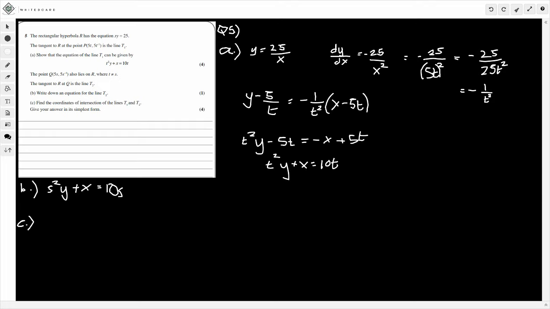So what you've got here now is 2 simultaneous equations, right? We've got t squared y plus x equals 10t, and s squared y plus x equals 10s. So what would I get if I was to subtract both these lines? What I'd actually get would be t squared y minus s squared y, and that's going to be equal to 10t minus 10s. As you can see now, we've got things we can factor on both sides.